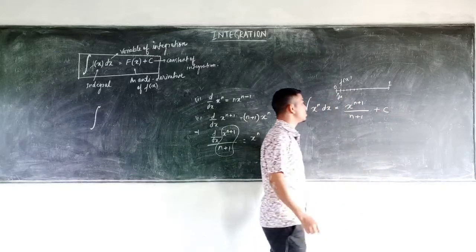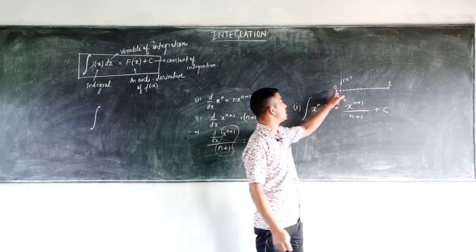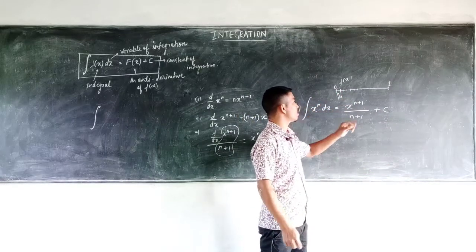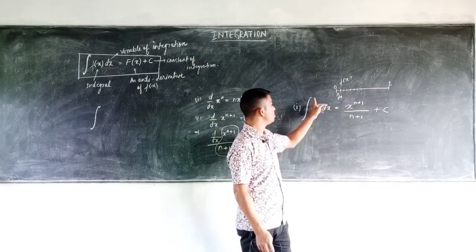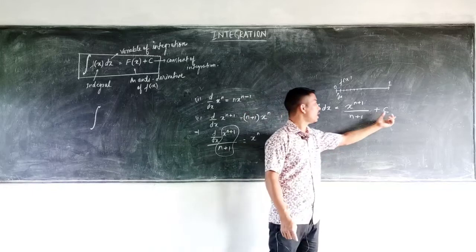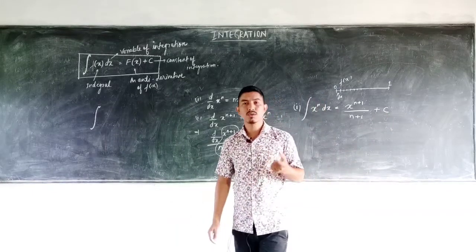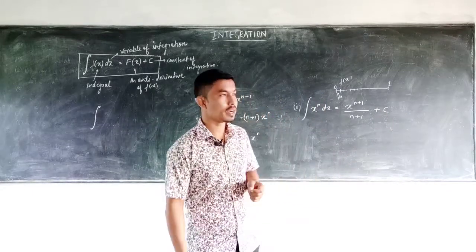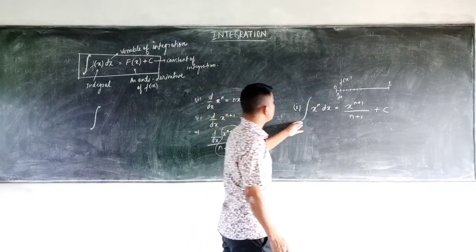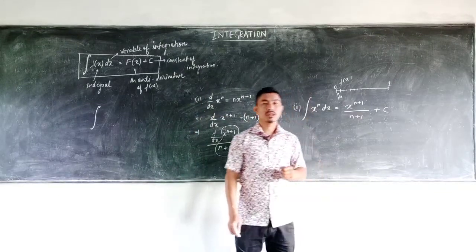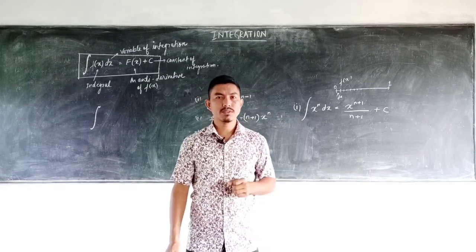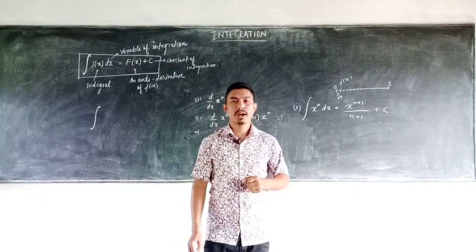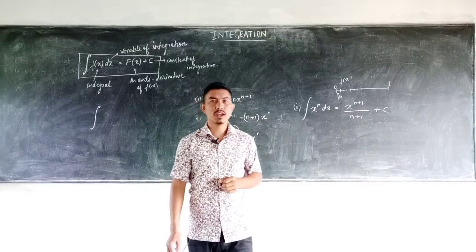This c comes here because we do not know the limits. In the previous example I said the limit ranges from 0 to 1, but here the limit is not known. So for that I introduce a new constant that is known as the constant of integration. And this kind of integration, where the upper limit and the lower limit are not given, is known as an indefinite integral. In the next part we will be learning about the definite integral as well.